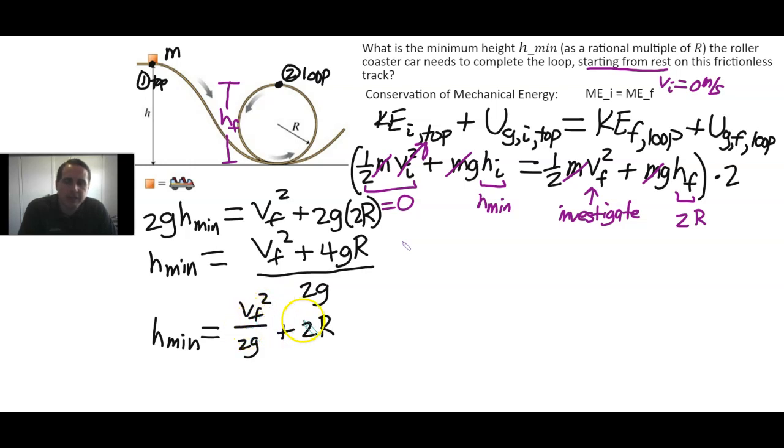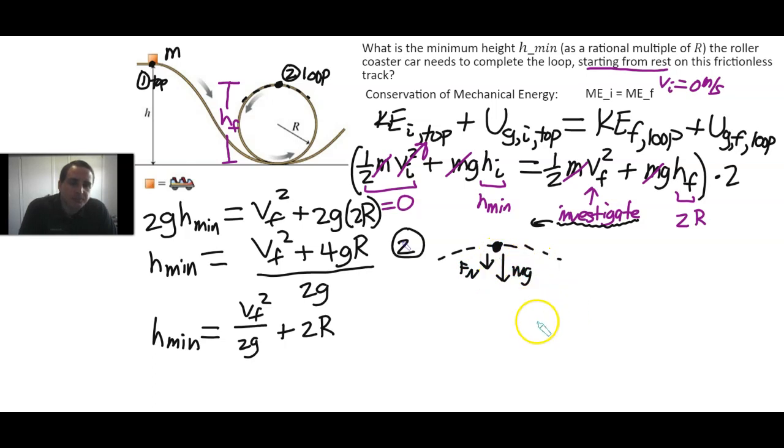So let's see if we can say something about this V final. Remember, I said we need to investigate this V final. So let's in fact investigate. If I approximate this portion up here with this sketch, so here's position 2, and this is the object as it's moving through this loop, I think that this object is going to have the following forces on it. It's going to have its own weight, and it's going to have some normal force on it from the track. So that's the normal force.